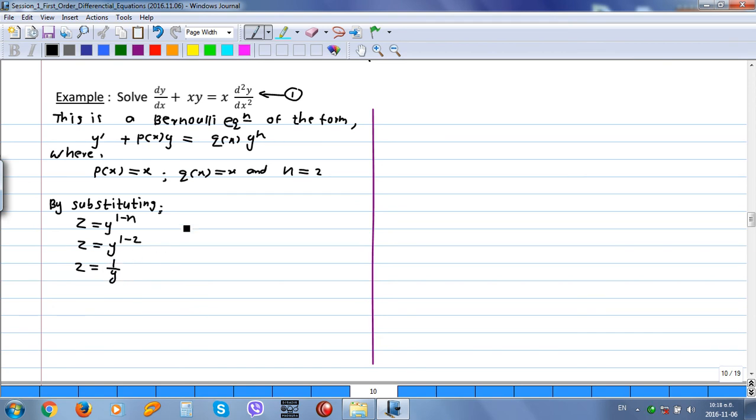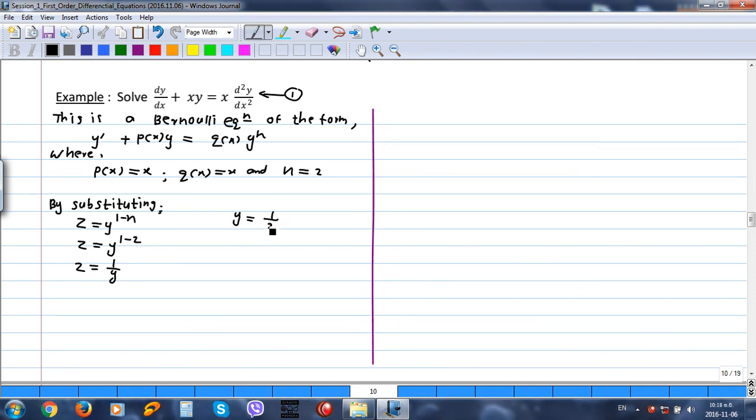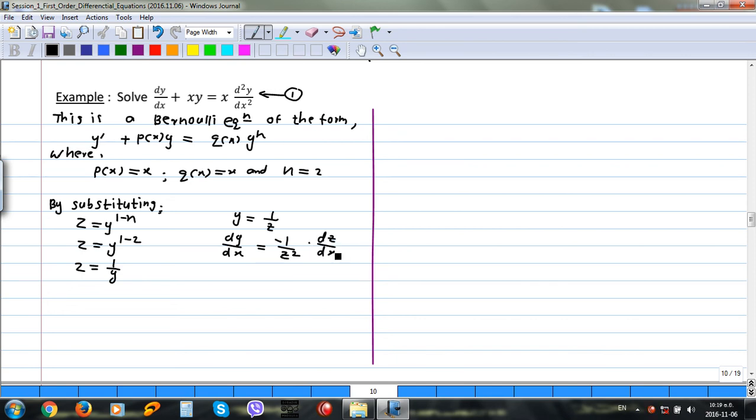Since z equals 1 over y, we can write y equals 1 over z. So I have y as the subject, then we can find dy by dx. If we differentiate this, I differentiate y equals 1 over z, then dy by dx equals minus 1 over z square times dz over dx.